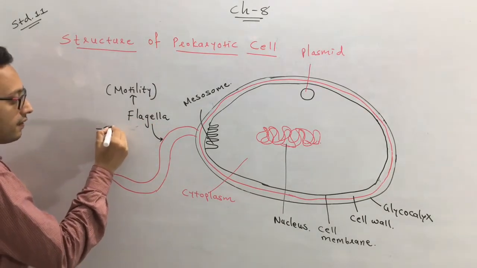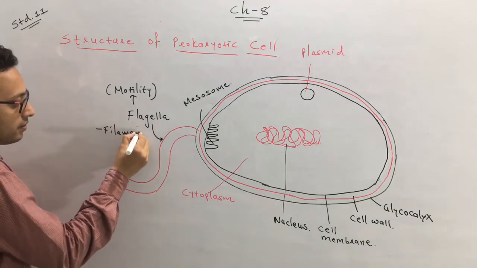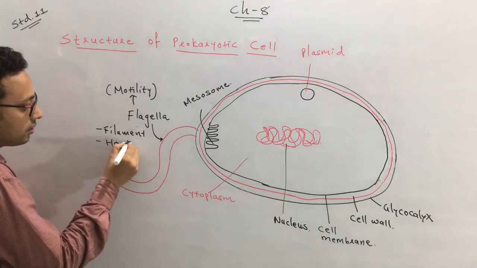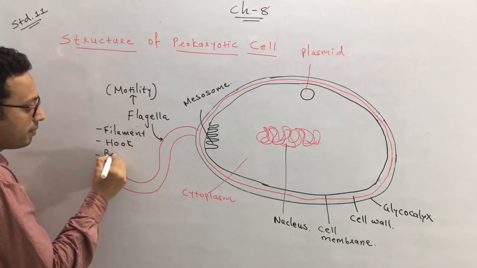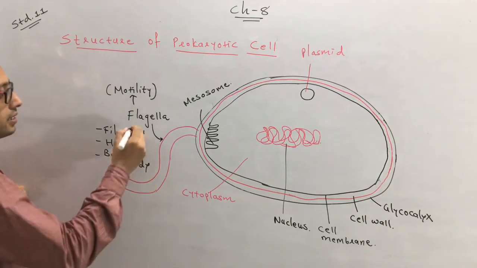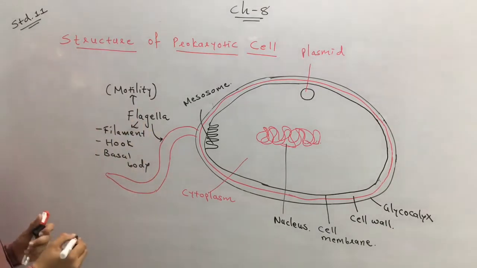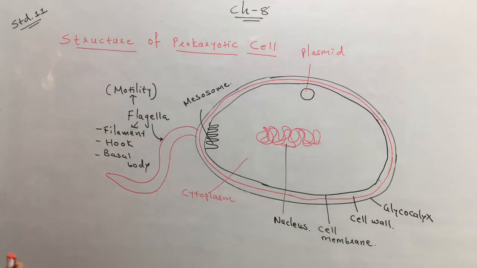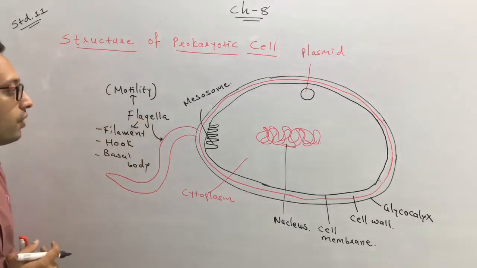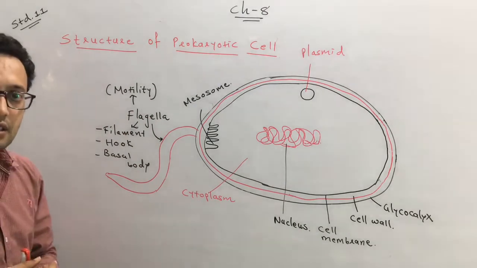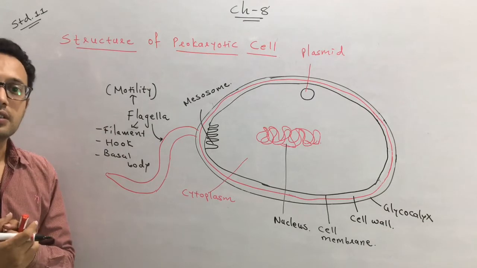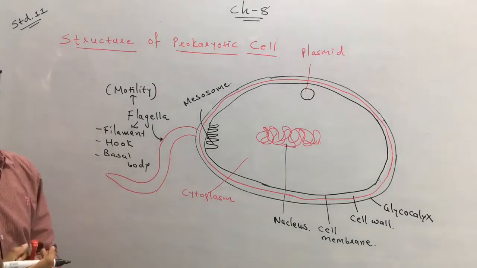They are filament. Second one is hook. And the third one is basal body. So these are the three components you can find in a flagella, which are responsible for motility. Clear? So this is about the flagella extension which comes out of the cell wall or the cell envelope.